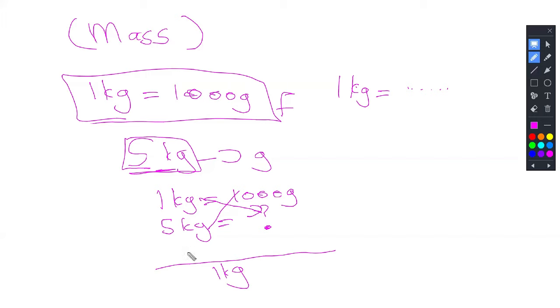And then what do we have now? We are having 5 kg there. And then we say it's going to multiply this 1000 grams like that. And then we see that kg will cancel kg and we are left with what? With grams. And then 5 times 1000 divided by 1, it's going to be 5000 grams. So this is the mass system that we are talking about.